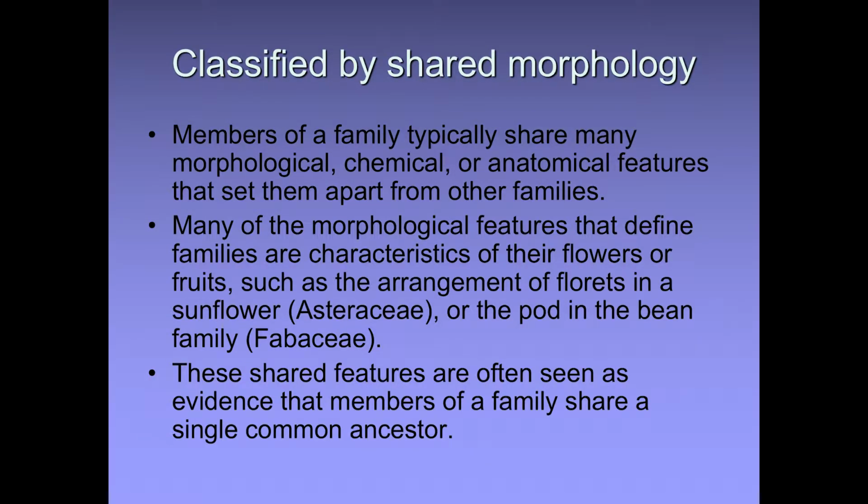Plants are classified by shared morphology. And what is morphology? Morphology is physical appearance, things you can look at, that you can just see. So members of a family typically share morphological, chemical, or anatomical features that set them apart from other families. Many of the morphological features that define a family are characteristics of their flowers or their fruits, not necessarily their leaf arrangement, such as the arrangement of florets in a sunflower and the pods in the beans of the Fabaceae family. These shared features are often seen as evidence that these members shared a single common ancestor at one time.